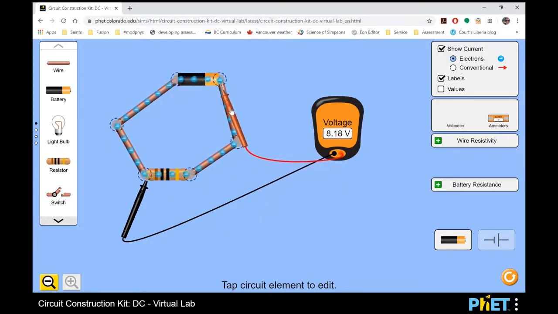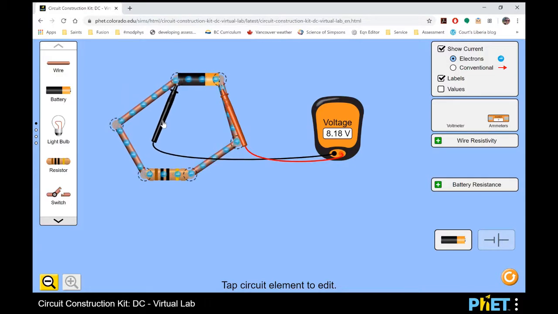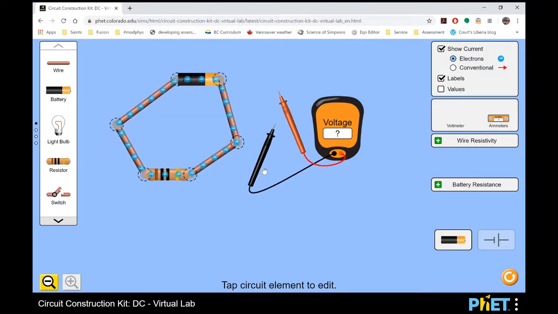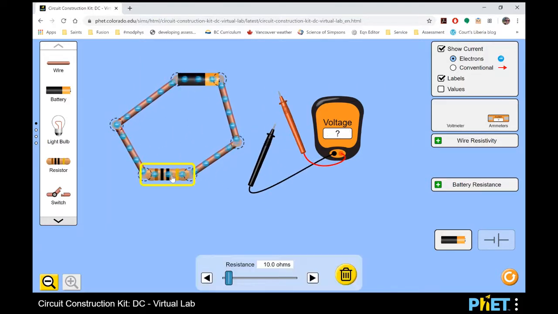If I go up to the battery, I actually get the same thing. So it seems like there's some voltage missing. Or an alternative way to think about it is that it seems like there's some resistance in this circuit that we are not accounting for with this 10 ohm resistor.